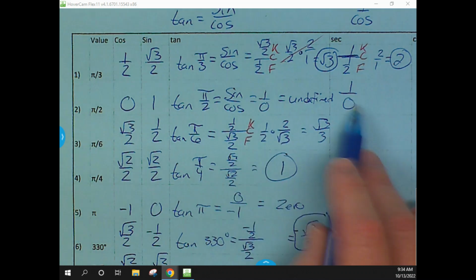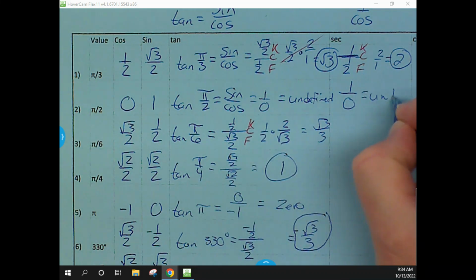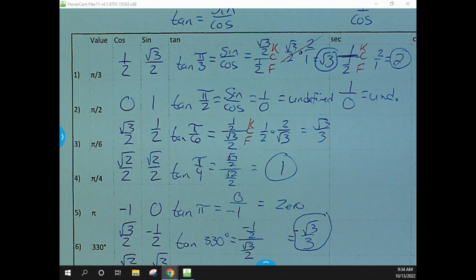Because cosine's 1 over 0, that is undefined. There you go. So some of these answers will kind of automatically just pop in there.